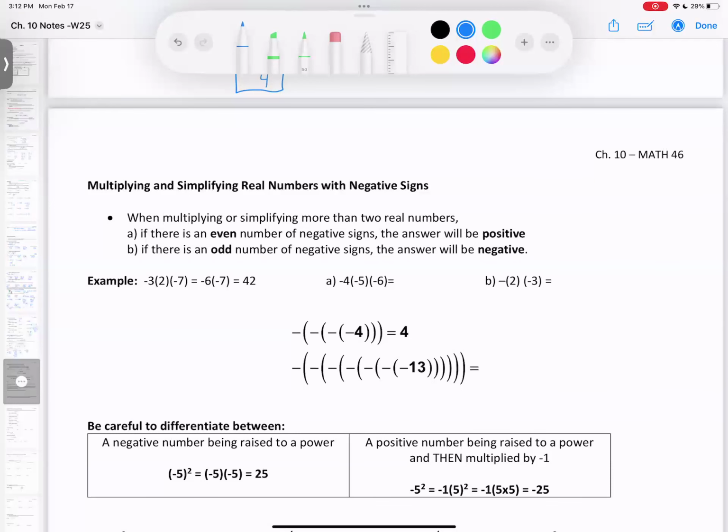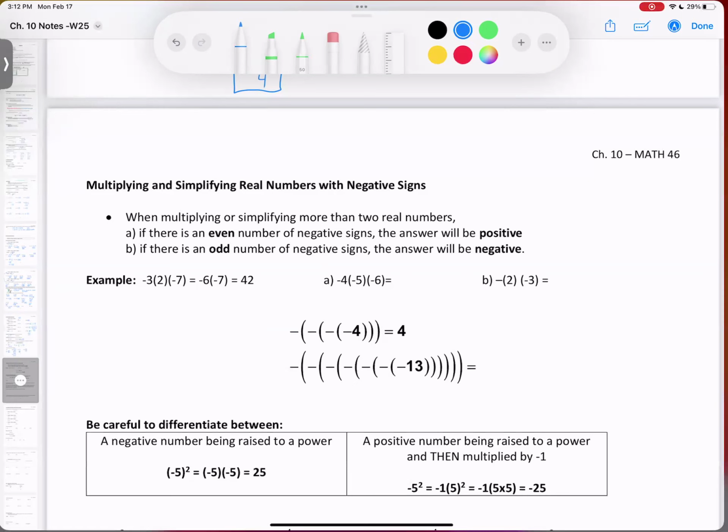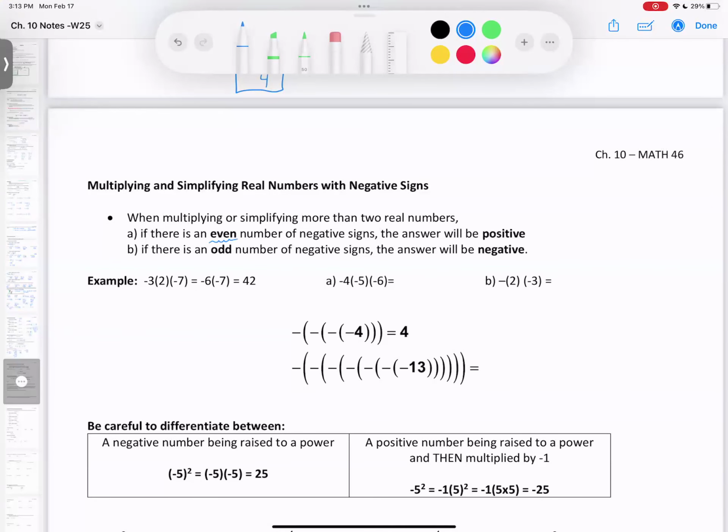Moving on with multiplication, what happens if you have multiple numbers? Well, if you have an even number of negative signs, the 2 or 4 or 6 negative signs cancel each other out. And so if you have an even number of negative signs, then your answer is going to be positive. If you have an odd number of negative signs, then your answer is going to be negative.